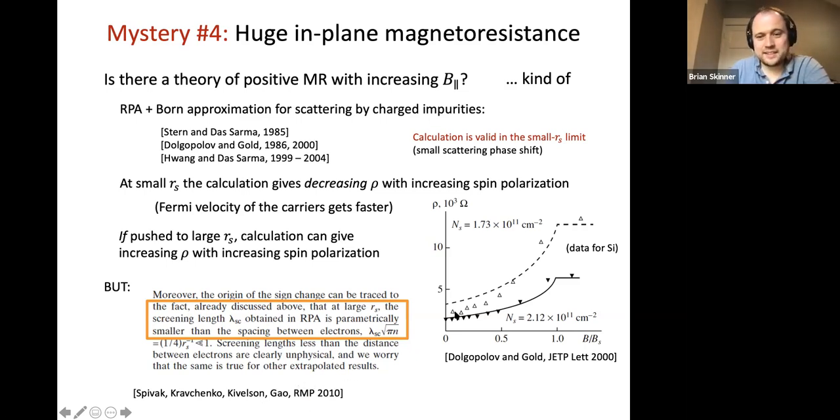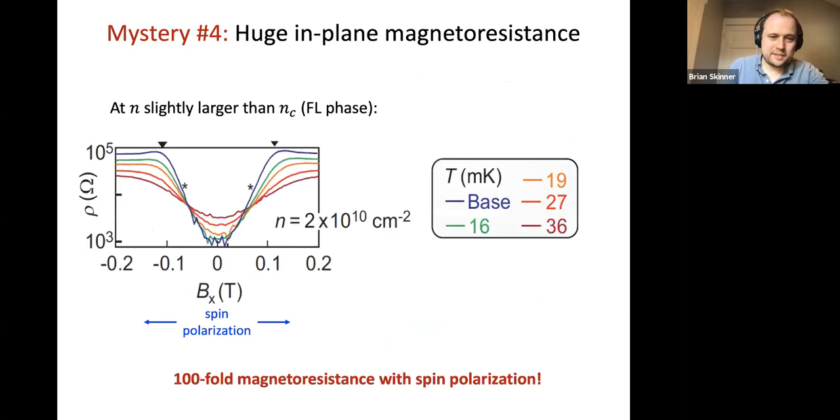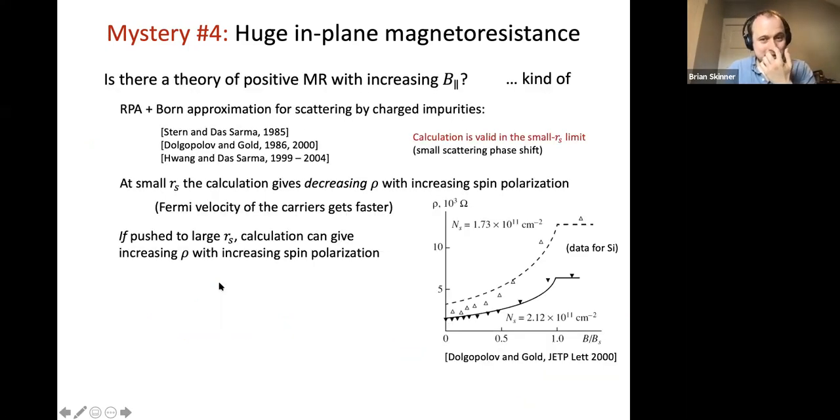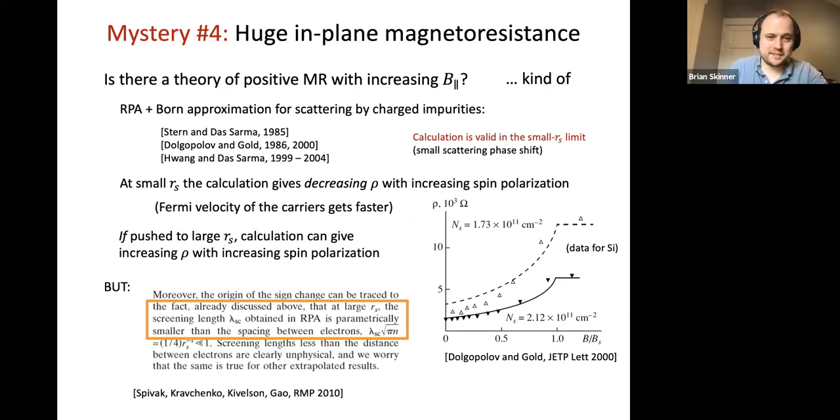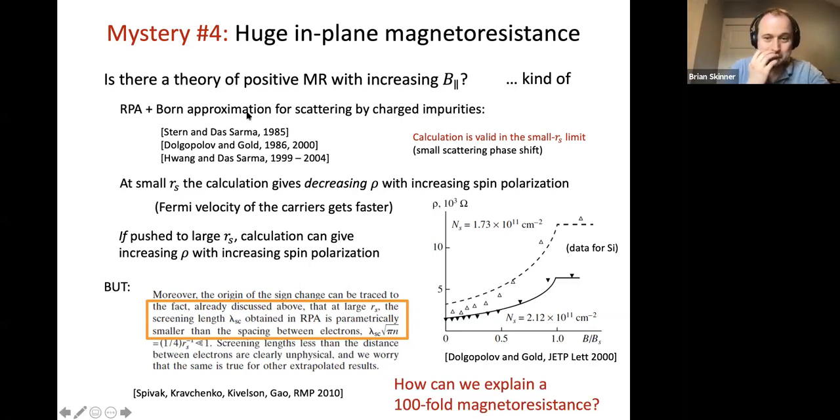So it's not clear that the calculation works in any regime where it would give increasing resistance with spin polarization. Here, where we've really pushed it, we see 2 orders of magnitude increase. It's not at all clear that some mechanism like this could give you what we see. And so I think it needs to be considered an open question that's not explainable within the standard RPA plus Born approximation calculation.